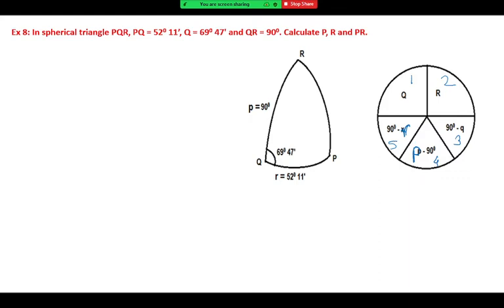Now, important thing, once we draw a Napier circle and put all these angles, you should tick mark which parts are available. Small p is available. So where is small p in this? Or I made a mistake here. Is it correct?